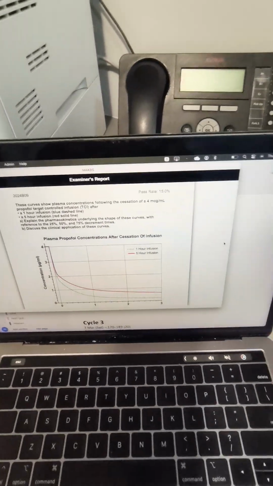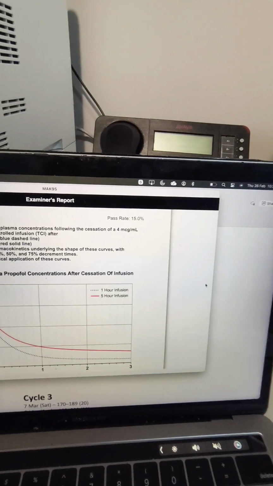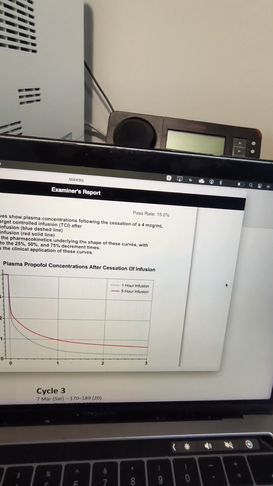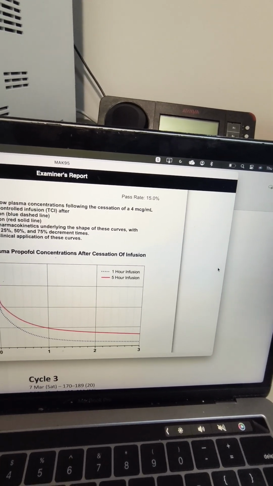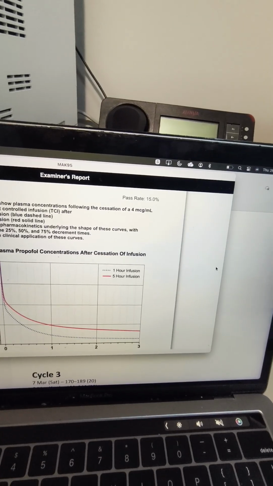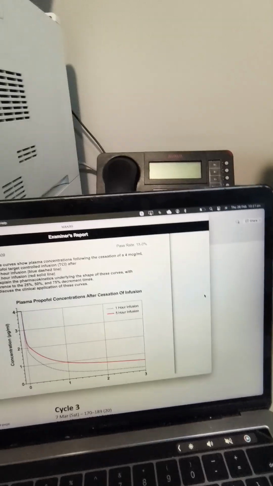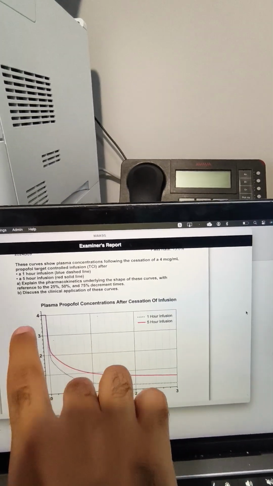So our next question is this. Basically the curves, and they show a 1 hour infusion and a 5 hour infusion. And the question says, explain the pharmacokinetics of the 25, 50, and 75% decrement times, and discuss the clinical application of these curves. So if you look at the curve, this is the time after cessation, and this is the concentration.